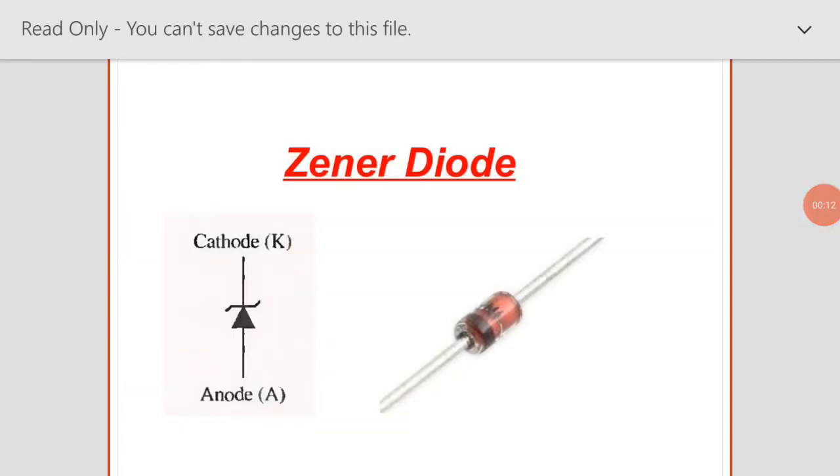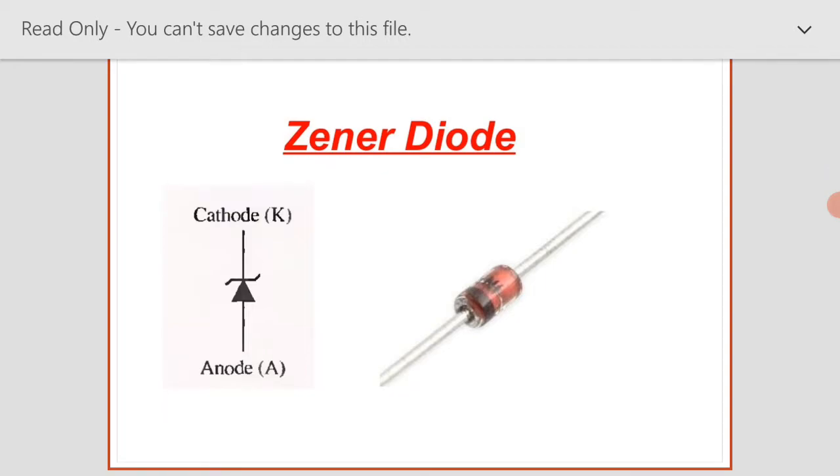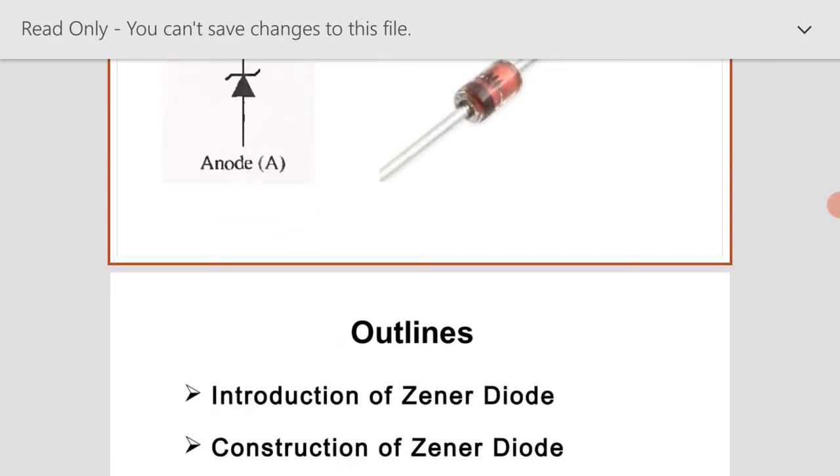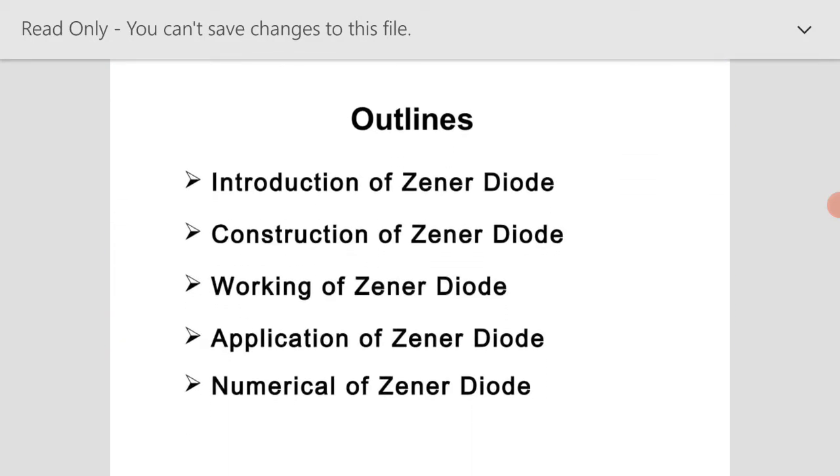Today we will give a video lecture on the topic of Zener diode. As shown in a slide, here is the symbol of Zener diode, having two terminals, anode and cathode. The Zener diode is as shown in slide. In this subject, we see the Zener diode. Firstly, see the introduction of Zener diode, then construction of Zener diode, working of Zener diode, application of Zener diode, numerical of Zener diode.